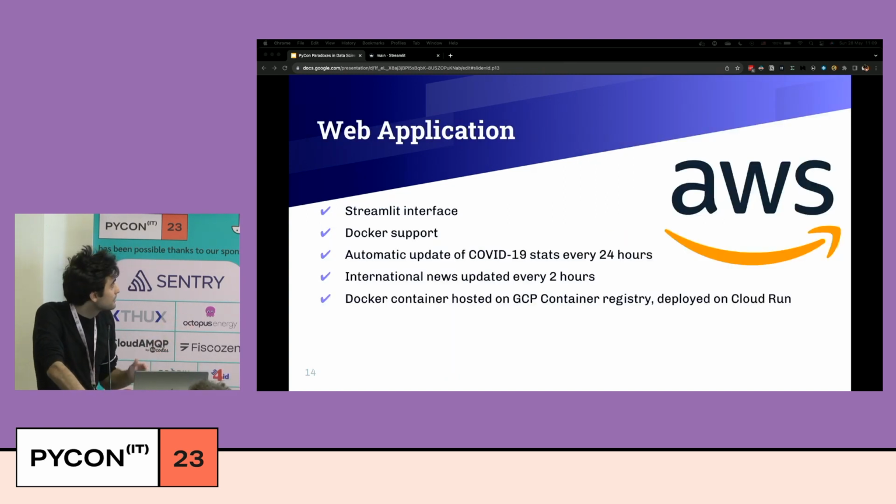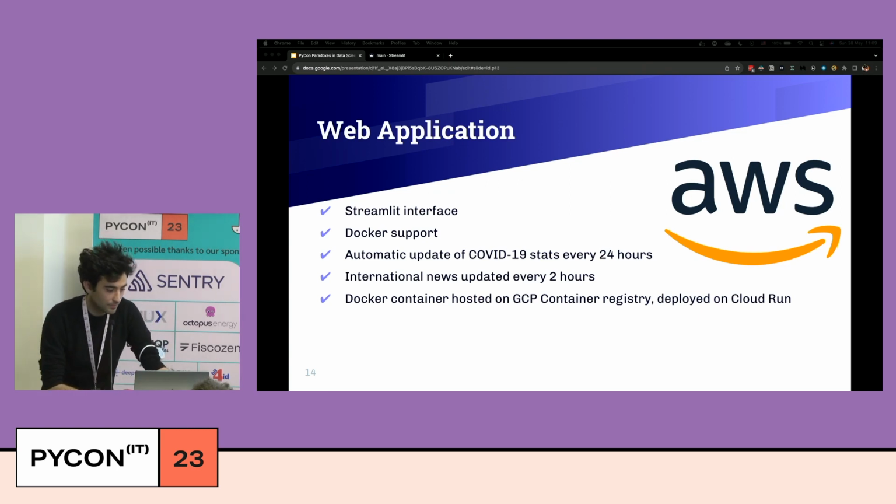And now we can quickly show you an application I developed on this, which was developed on AWS, using Streamlit, and has also Docker support, and is freely available on GitHub if you want to clone it, start it, or do anything with it.